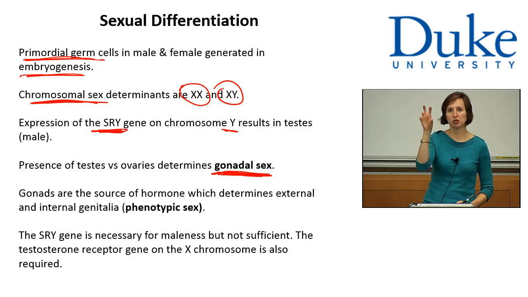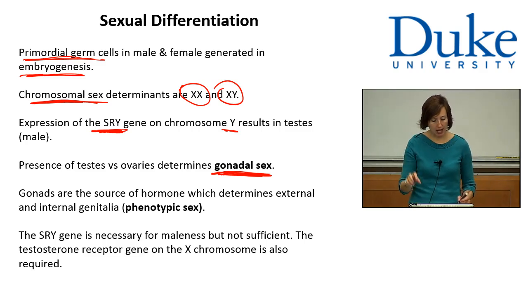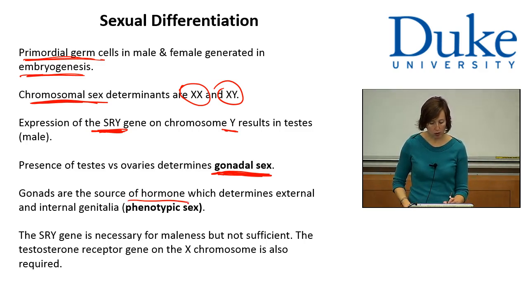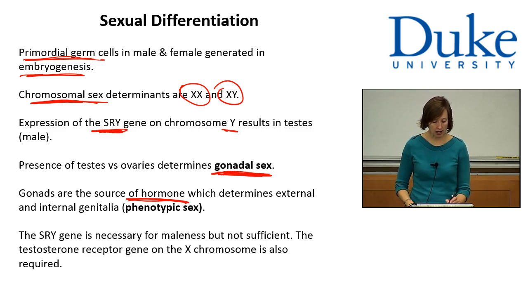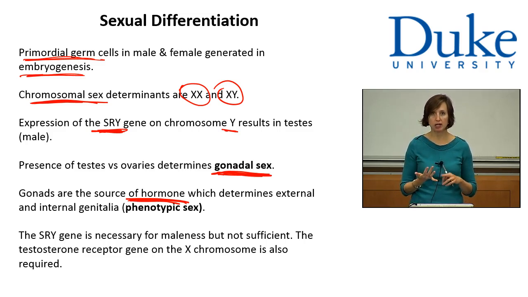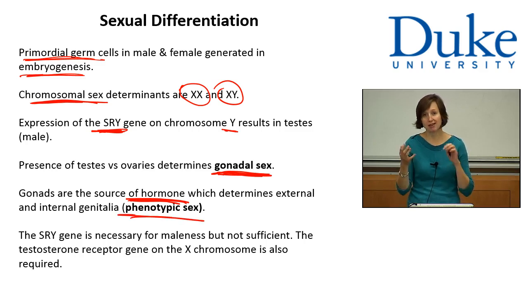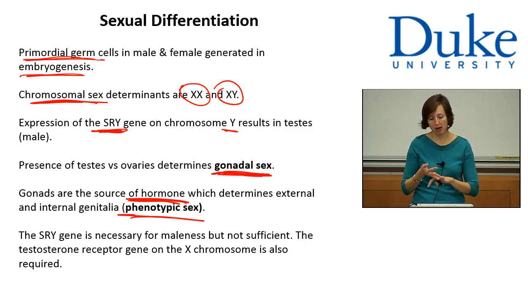Once you've established which gonad you're going to have, the gonad is going to be the source of hormone, which is going to determine your phenotypic sex. Basically, what do you appear to be? And so that requires that the gonad is producing the proper hormone and that you have the proper receptors for the hormone in order to have the correct phenotypic sex based on the gonadal sex and then based on the chromosomal sex.